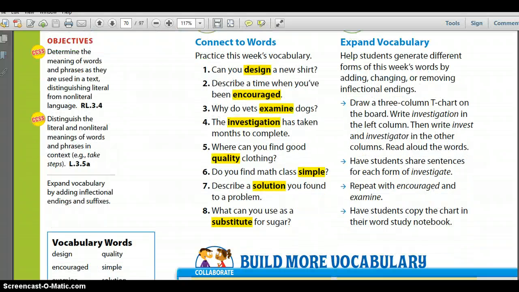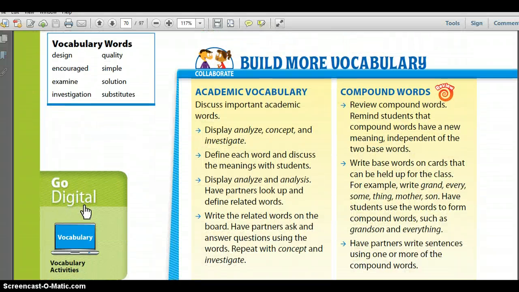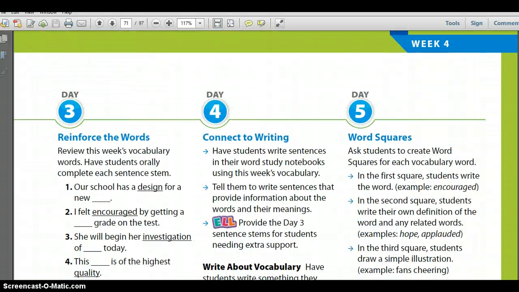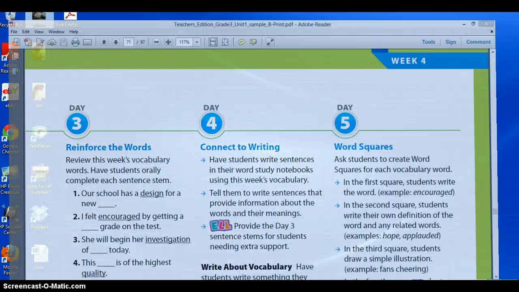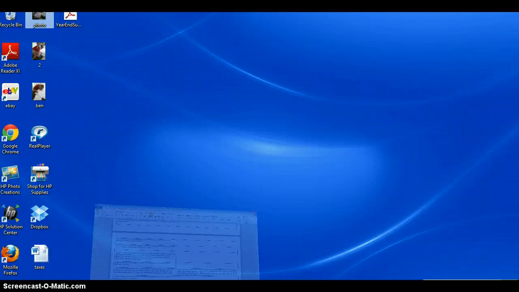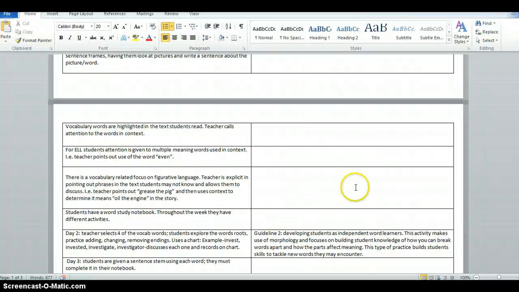So they took the words, so for example, they took investigation was the word, and they explored what the root of that word is, invest. Then they changed the ending to make it investigator. They made sentences with those different forms of investigate, and then they went ahead and they kept this in their word study notebook. And then they've got a day 3, a day 4, and a day 5 activity. So I went then after to my template and I included those.